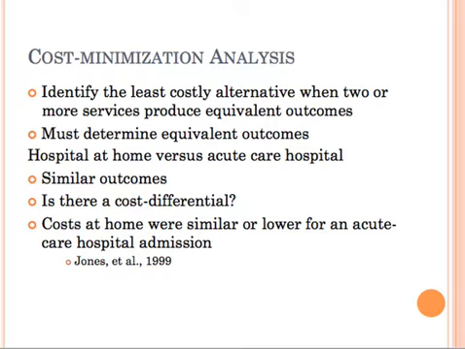And they had similar outcomes at the end of their stay, and the authors wanted to see if there was a cost differential. And what they found was that costs at home were similar or lower than for an acute care hospital admission. So if someone was able to stay at home and receive services at home, depending upon what was needed, it could be similar or lower costs.